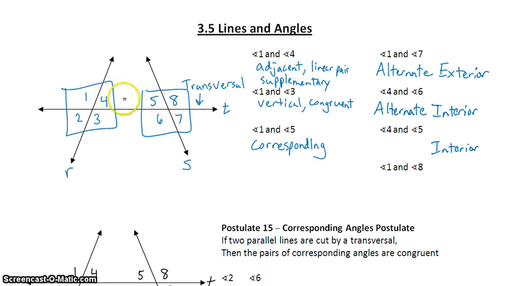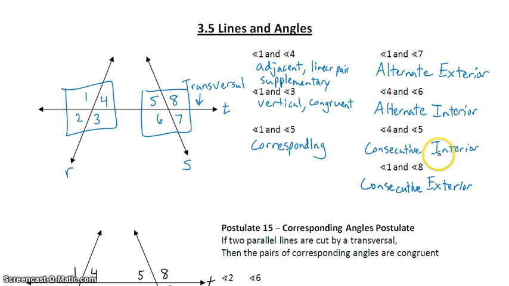When two angles are on the same side of the transversal and they're between the two lines being cut by the transversal, they are called consecutive. Consecutive means one right after the other, so 4 and 5 are consecutive interior angles. Angles 1 and 8. 1 and 8 are both on the same side of the transversal, but this time they're exterior. So 1 and 8 are consecutive exterior angles.